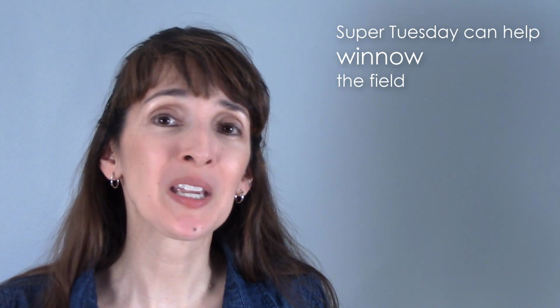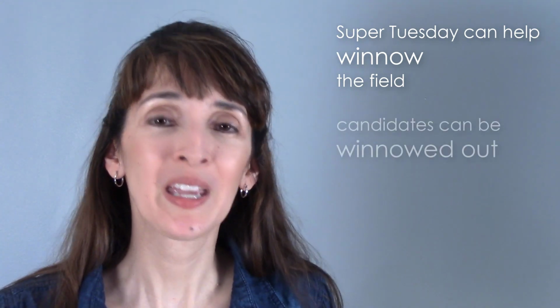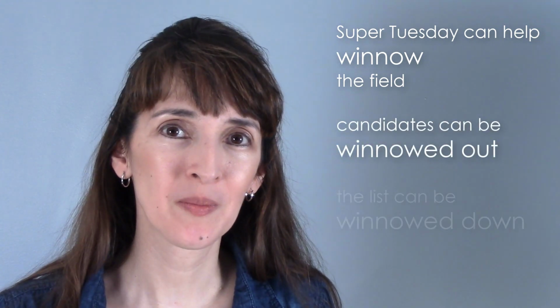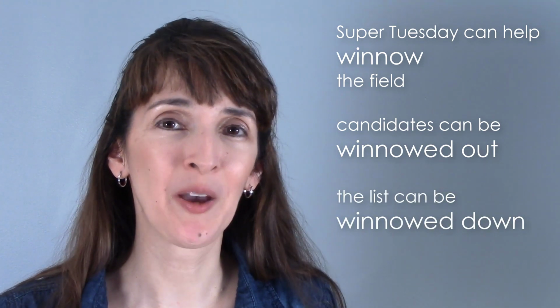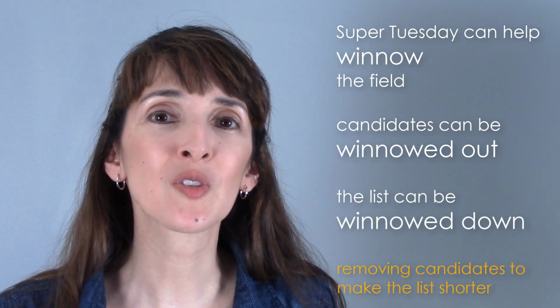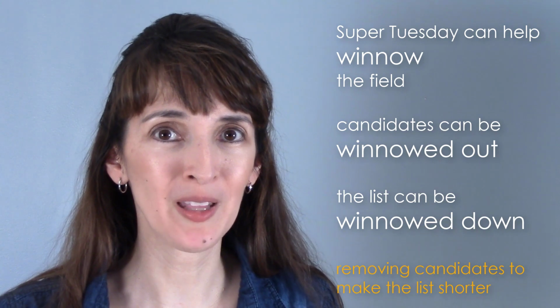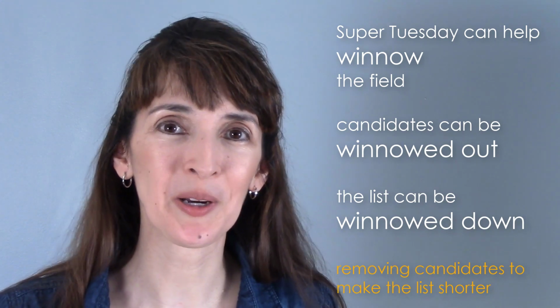Perhaps the list of Democratic candidates will become shorter if some fail to win enough votes. Super Tuesday can help winnow the field. Candidates can be winnowed out. The list can be winnowed down. This refers to removing people from the list, making the list shorter.